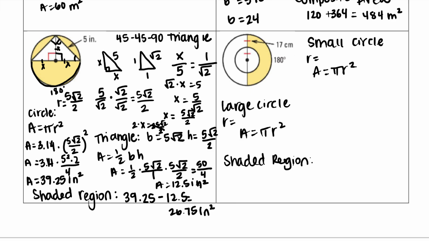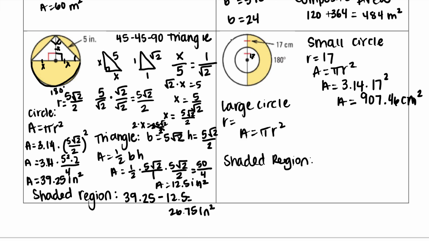In my second circle example, I'm given a large circle and a small circle, and they both have these tick marks right here for 17 centimeters. So that means the radius of my small circle is 17 centimeters. And what I'm going to do is calculate that small circle area. So pi times my radius squared, which is 17 squared. So the area of that small circle is about 907.46 centimeters squared.